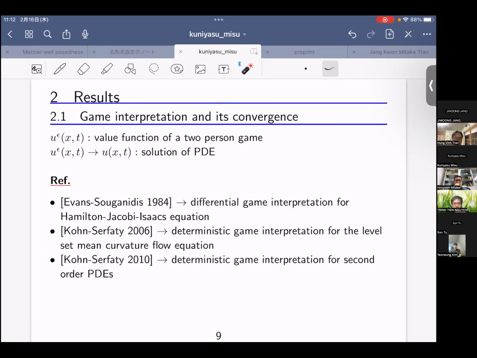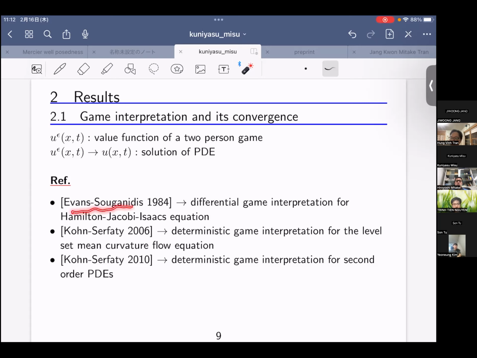Okay, now I will talk on my results: game interpretation. In this talk, game interpretation means giving a game whose value function represents viscosity solutions to the corresponding PDE.